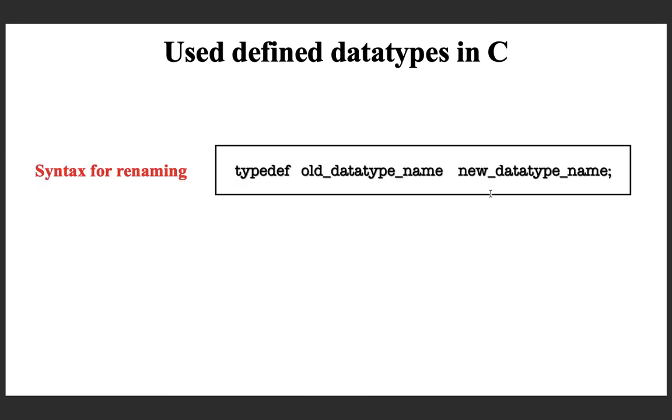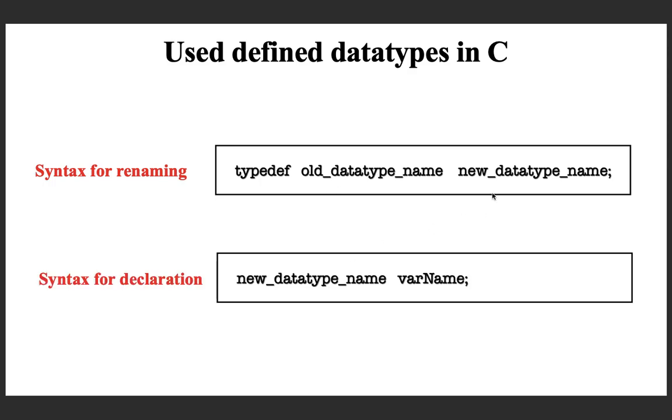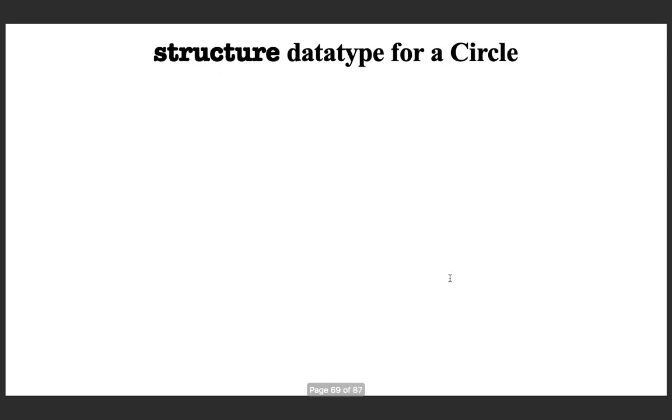So the syntax is this: the typedef keyword followed by the data type name followed by the new name, or it could be a newly defined data structure. And now the syntax for declaration is to use this data type and then just declare the variable. Now using that, we can have a concrete example, which is the structured data type for a circle.